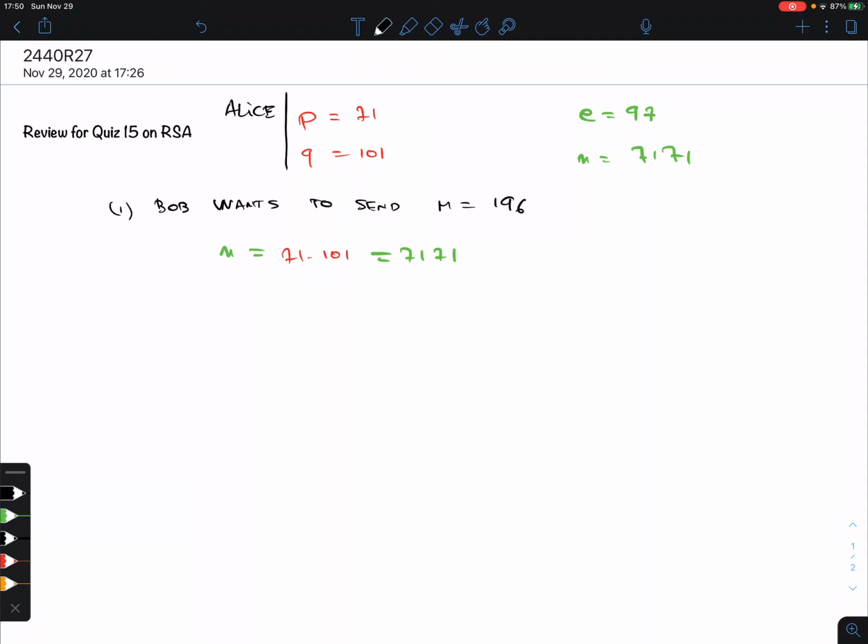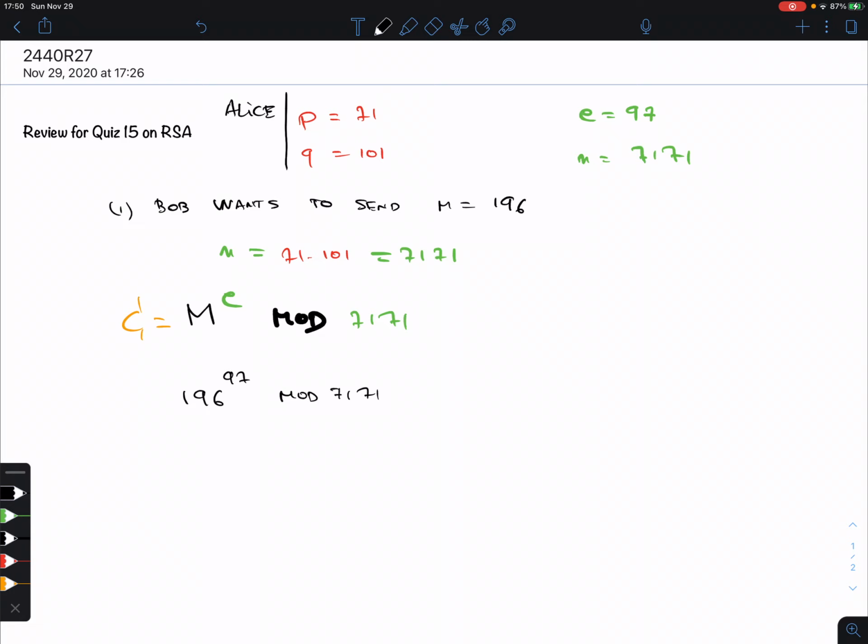His task is very simple. He has to take M. So that the coded message C, what is that? That is M to the power the public key modulo the public modulus, which is 7171. So in this case, this comes down to 196 to the power 97 mod 7171.